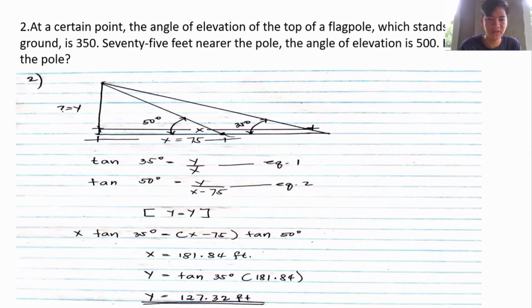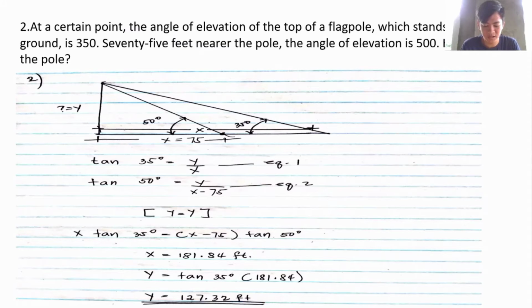Look at the figure of number 2. Given the angle of elevation. Equation number 1: tangent 35 degrees equals y over x. Tangent 50 degrees equals y over x minus 75. y equals y, so x times tangent 35 degrees equals x minus 75 times tangent 50 degrees.